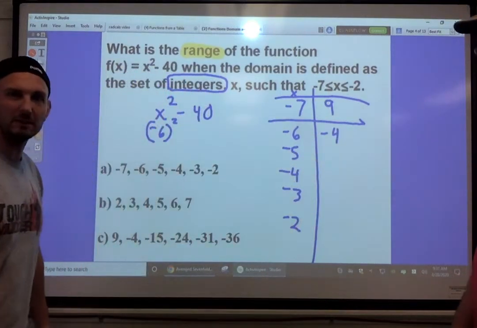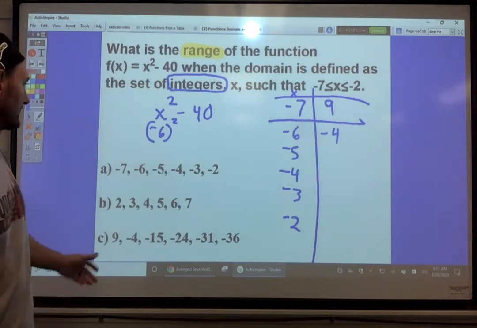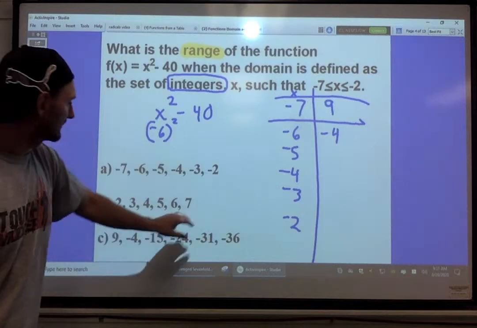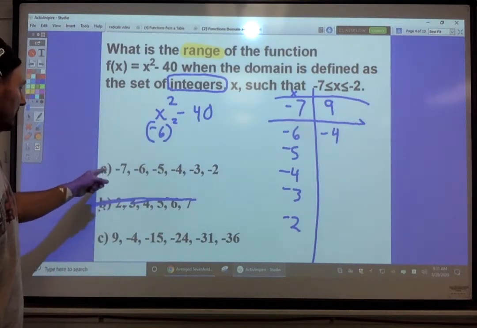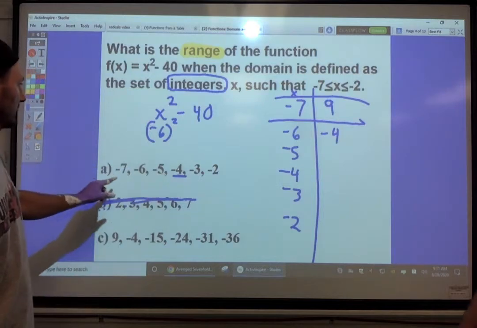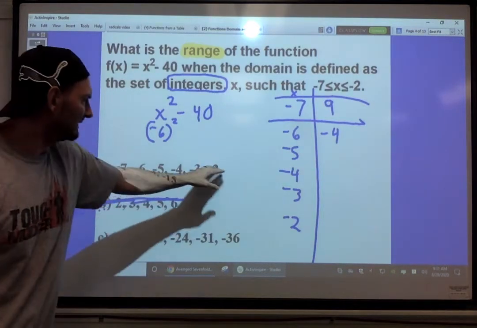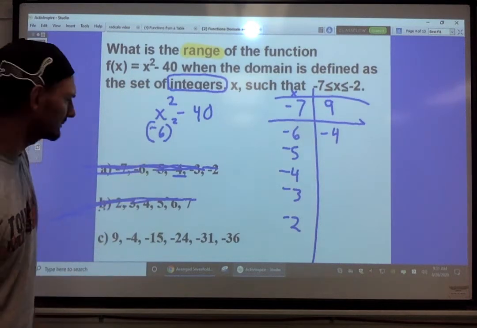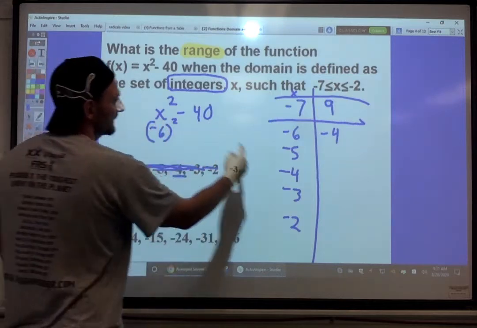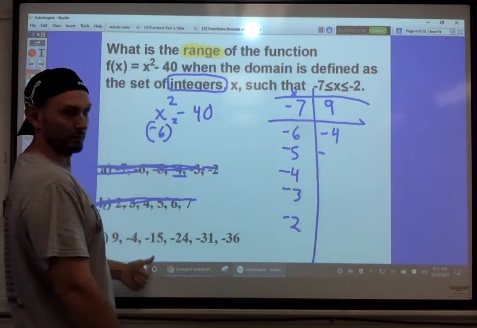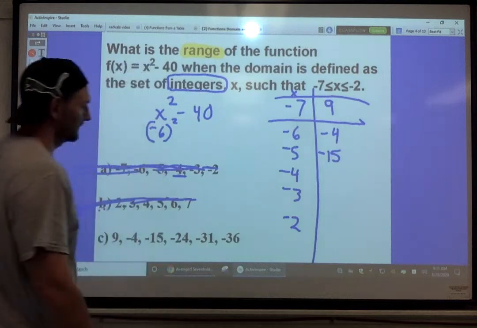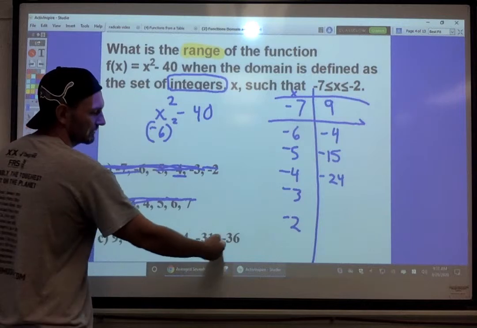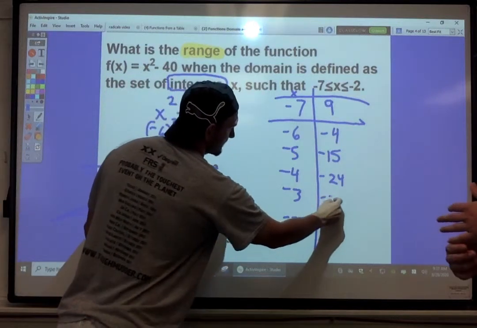Now I'm going to go ahead and eliminate some answers because I got a few. That's got a +9 and a -4. That doesn't have either one of them. That's wrong. That has a -4, but there's no 9. So I'm done. I don't need to do any more. This has got to be my right answer, but I'm going to go ahead and fill in the table anyway. Plug in 5, 25 minus 40 is -15. Plug in your 4, 16 minus 40, it's -24. And if you keep going, you'll see we have all these values, -31 and -36.